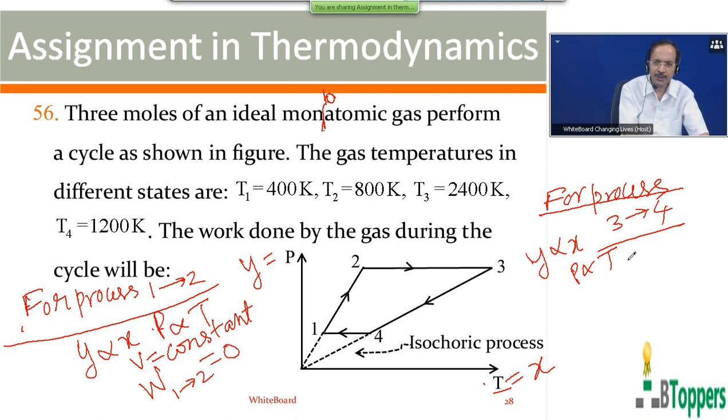So work done by the gas in the process 1 to 2 is 0. Work done by the gas in the process 3 to 4 will also be 0. So no work is done by the gas in the process 1 to 2, and no work is done by the gas in the process 3 to 4. The process 2 to 3 is a straight line parallel to x-axis. That means y coordinate is constant, or pressure is constant. So you have to calculate the work done for the process 2 to 3 and also work done for the process 4 to 1.